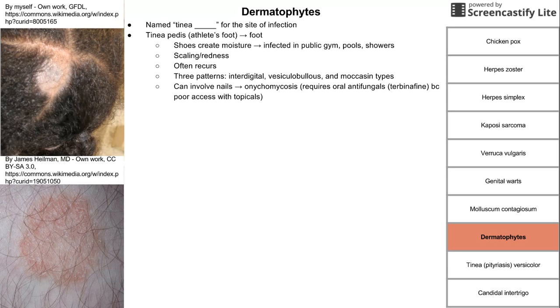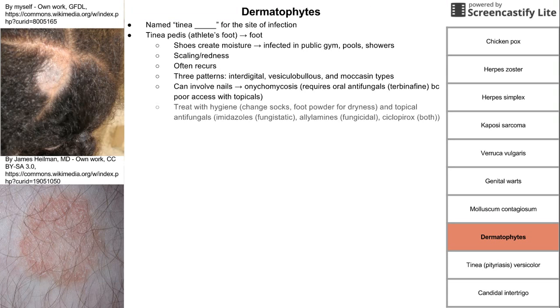Tinea pedis can also involve the nails, which is called onychomycosis, and if it does involve the nails, you do want to use oral antifungals to get rid of it because you have poor access to under the nail beds with topical antifungals. You can treat tinea pedis with hygiene. You can change your socks or use foot powder to keep your feet dry. You can also use topical antifungals like imidazoles, which are fungistatic. You can use allylamines, which are fungicidal. You could use ciclopirox, which is both fungistatic and fungicidal.